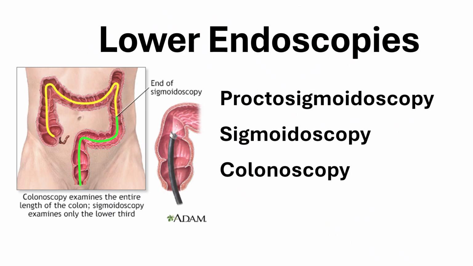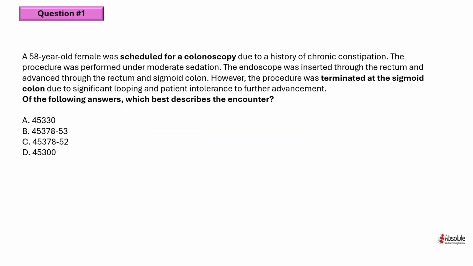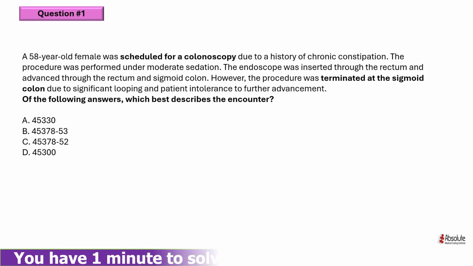Let's go ahead and test our knowledge on lower endoscopy coding. Of the following answers, which best describes the encounter? A, 45330, B, 45378 with a 53 modifier, C, 45378 with a 52 modifier, and D, 45300. A 58-year-old female was scheduled for a colonoscopy due to a history of chronic constipation.